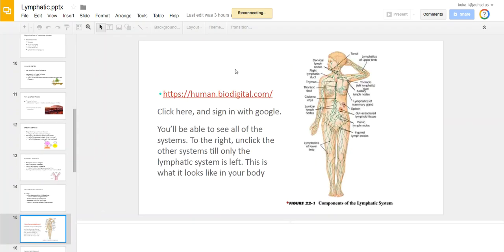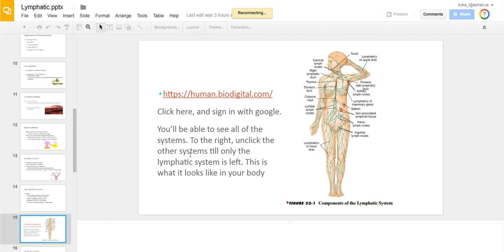All right, so what you can do right here on this link is you can click on it, and it takes you to this really cool website that shows you where your lymphatic system is in your body. You could just sign in with Google. You'll be able to see all of your body systems. So feel free to play with it for a little while.